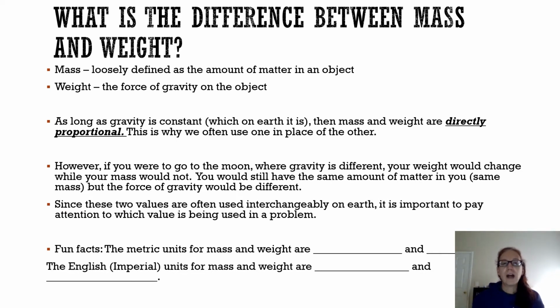Now, since these two values are often used interchangeably here on Earth, it is important to pay attention to which value is being used in the problem. And just a couple of fun facts here. The metric unit for mass is the kilogram. And in science, we do have something called the MKS system, which stands for meters, kilograms, seconds. And so the default unit for mass is usually the kilogram, although you will occasionally see the gram used.